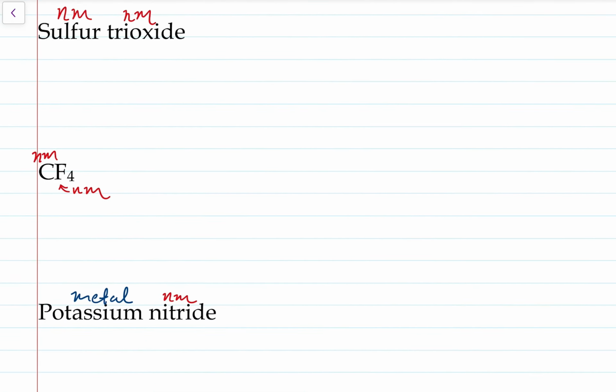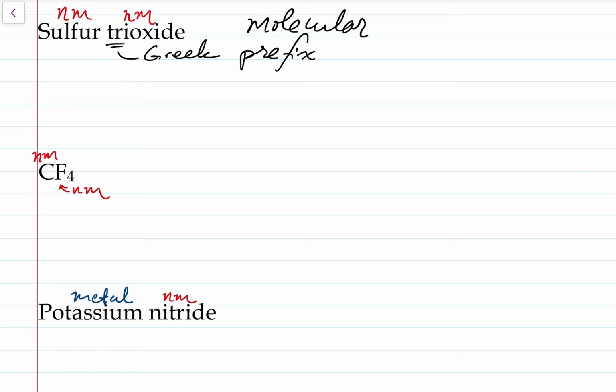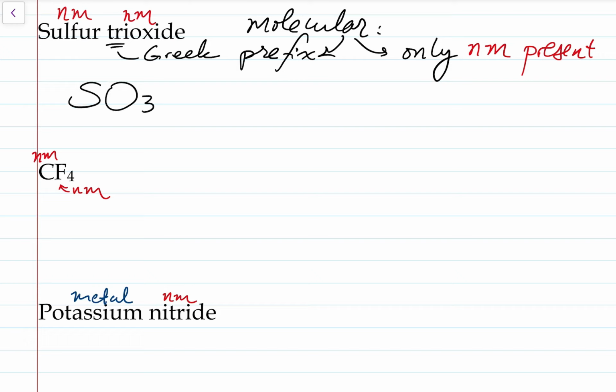All right, sulfur trioxide. Well, first off, you get your Greek prefix there. So as soon as you see those, you know that it's molecular. Okay, so that's one reason. And the main reason is only nonmetals. No metals at all. Okay, sulfur trioxide. If it's sulfur just by itself, then it's going to be SO3. Okay, no mono for the first element.